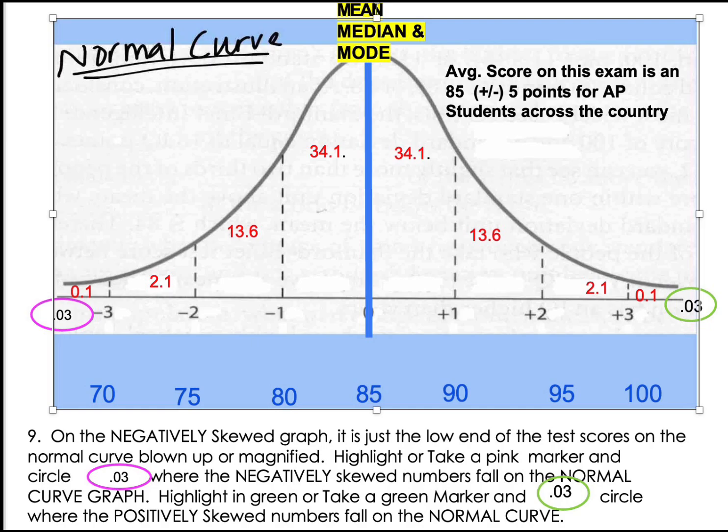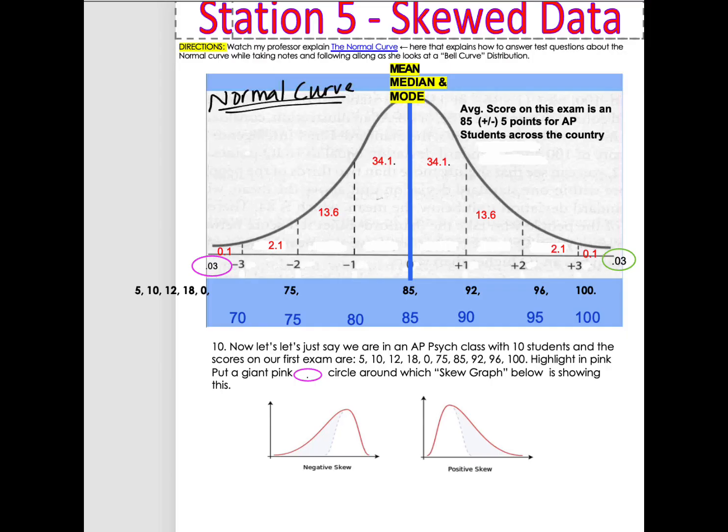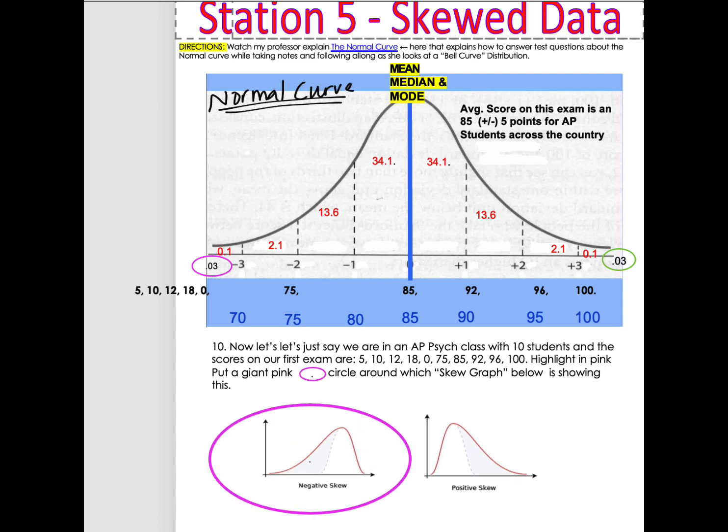Okay, so let's take a look at that data set now. Let's just say we're in an AP psychology class with 10 students, and the scores on our first exam are 5, 10, 12, 18, 0, 75, 85, 92, 96, and 100. I want you to highlight in pink, put a big giant pink circle around which of the following skew graphs below is showing this data. I'm hoping that you chose this one over here, which is our negative skew.